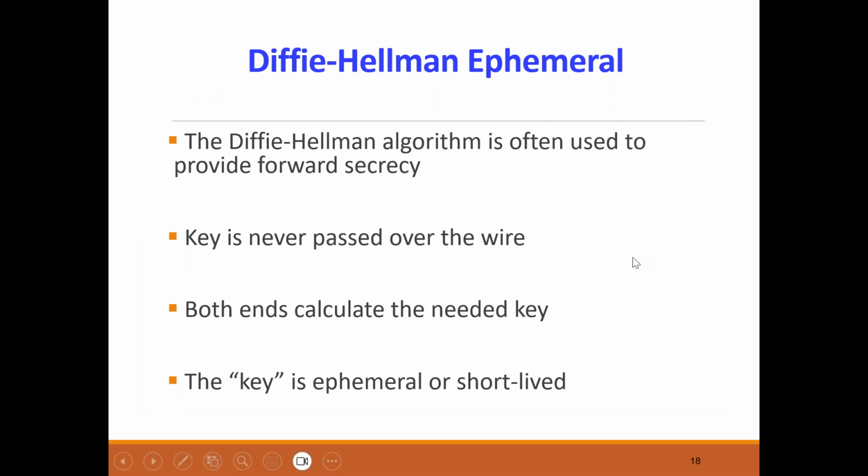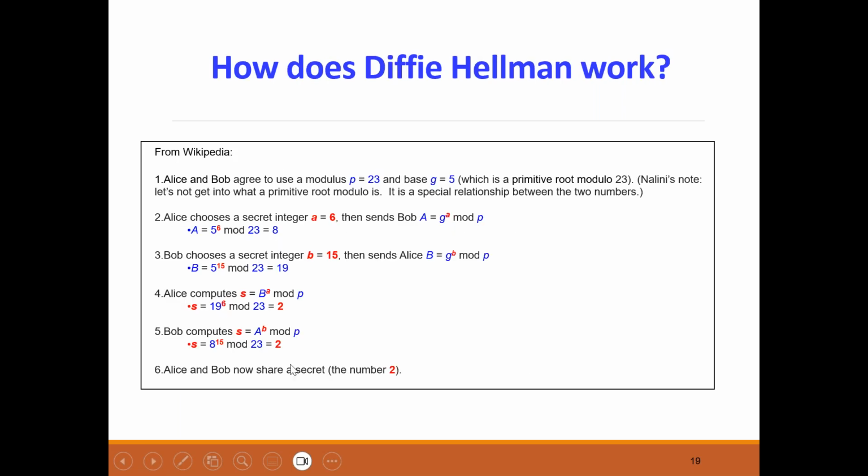And so how does this work? How it works in essence is that there's no key that is ever passed over the wire. Both ends calculate what the key is. So that means if you have a connection between a TLS server and a TLS client, only the two ends know what the key is. And this key is ephemeral, meaning that it is short-lived and in fact created for that session only.